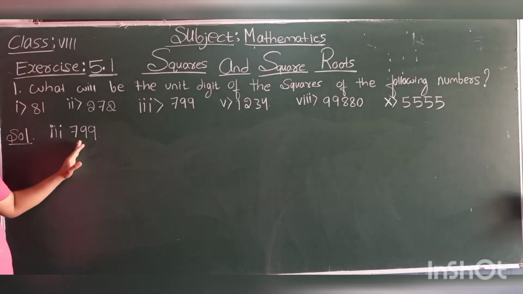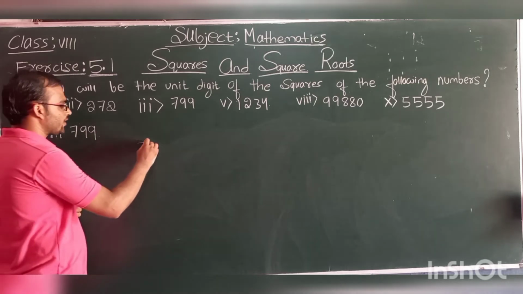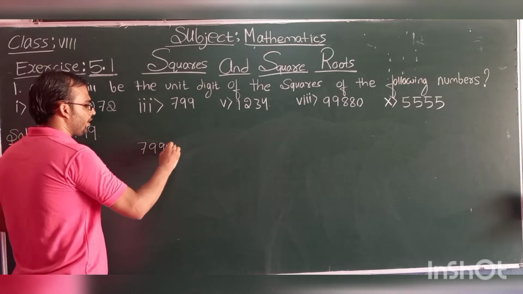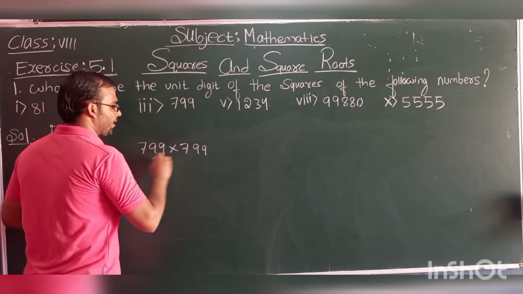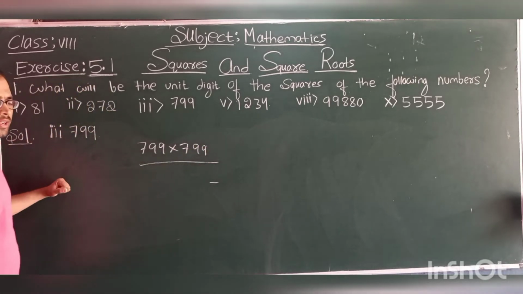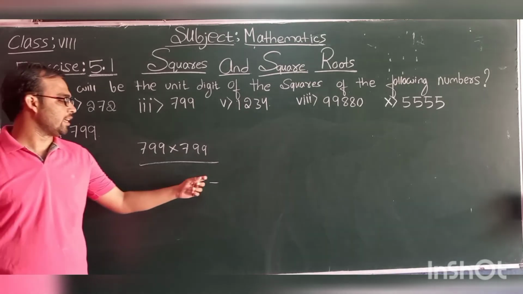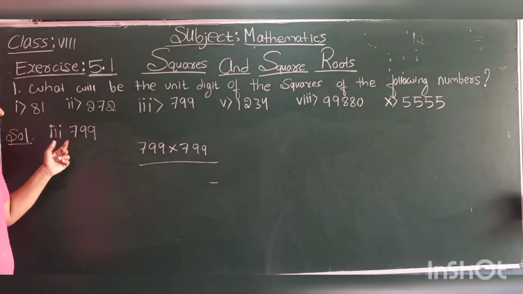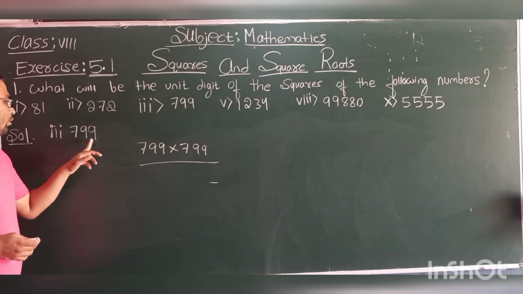Students, now let us solve the third question. What have they given? 799. What we need to find: when we square this number, that is 799 into 799, what digit do we get at the unit place? So students, look here.